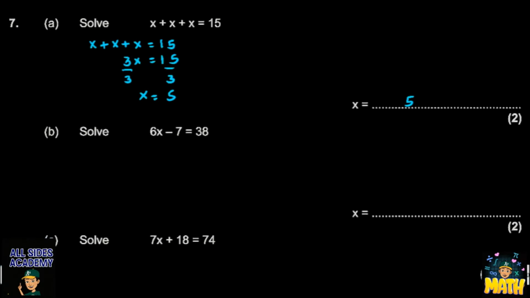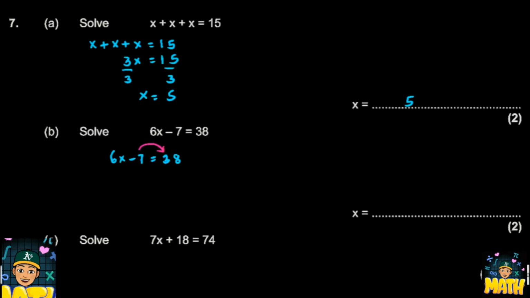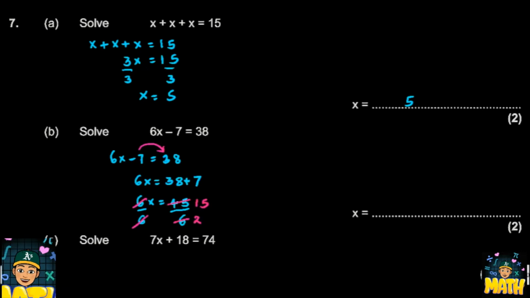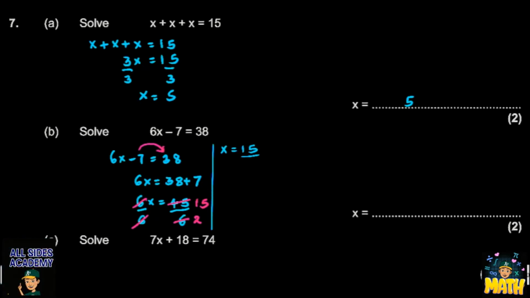6x minus 7 equals 38. So I'll take the 7 to the other side. It's a negative, so when it goes to the other side, it becomes positive. So 6x equals 38 plus 7. 6x equals 45 in this case. So we divide by 6 on both sides. This 6 cancels out with 6. Then by 3, 2 by 3, 15. So we have our value for x as 15 over 2.